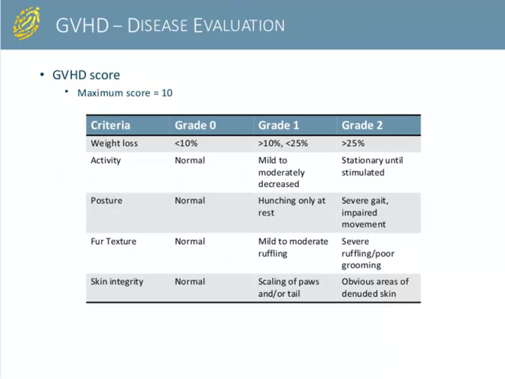So the GVHD score is a big readout in this model. Obviously, I just want to go over that for a little bit. It is 5 parameters: weight loss, activity, posture, coat texture, and skin integrity.